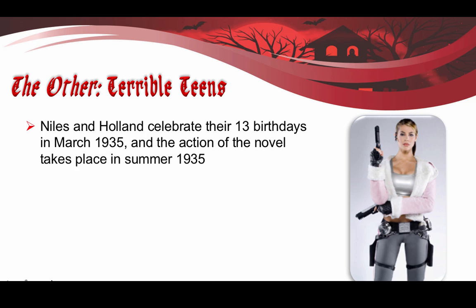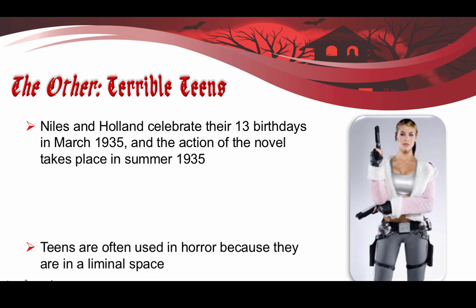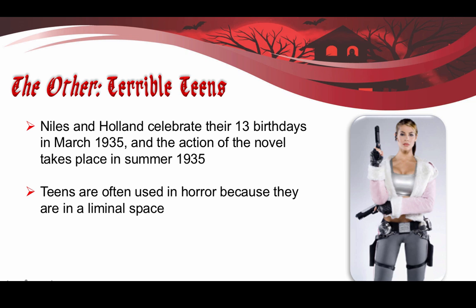One aspect that might be a factor in The Other is the twins' ages. The twins have celebrated their 13th birthdays in March 1935, and the action takes place that following summer, the summer of 1935. As we know from our discussion of domestic horror, teenagers are often central to it because they're in a liminal space. Just to quickly review, a liminal space is a phase of life or an area of transition that is on the border between two states. In the case of teenagers, they're in a liminal space between childhood and adulthood.